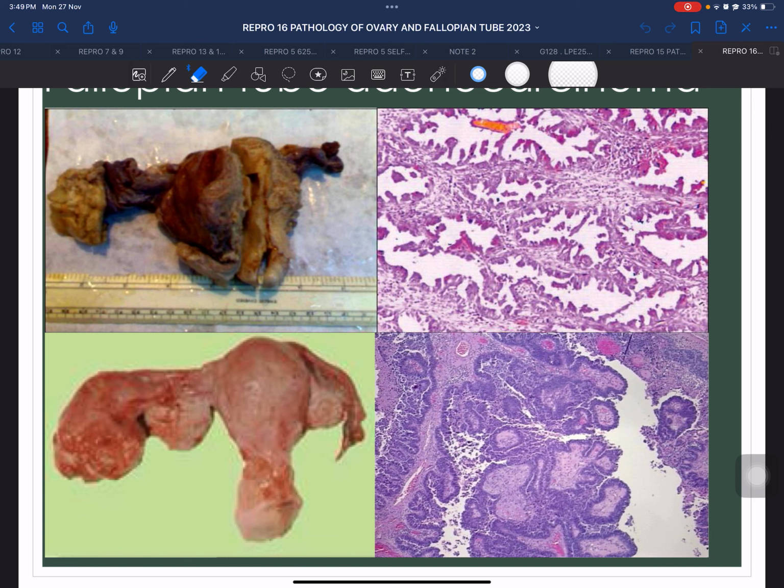Okay, the next pathology in the fallopian tube is ectopic pregnancy, which is fairly common. It is simply defined as the implantation of a fertilized ovum in any site other than the uterus. They occur in 1% of pregnancies, and in more than 90% of these cases, the implantation occurs in the fallopian tube, so it is called tubal pregnancy. They can also occur in the ovary and the abdominal cavity.